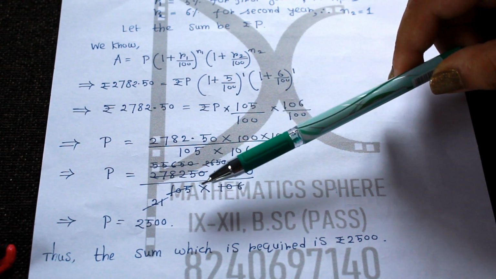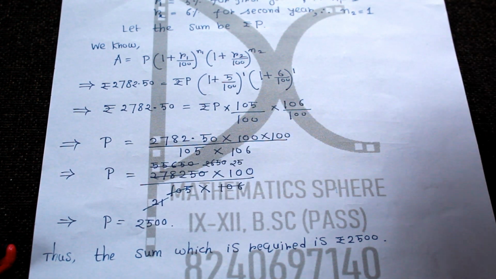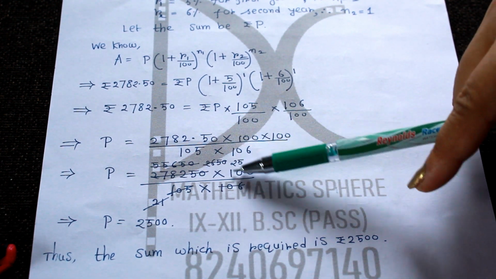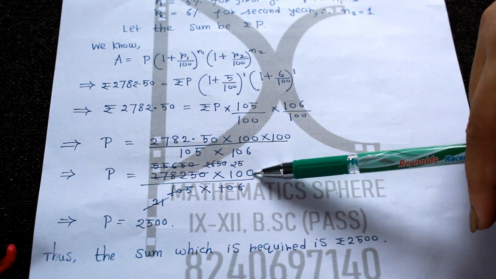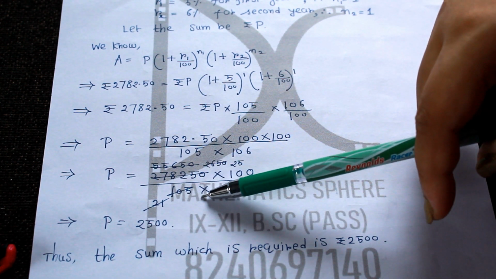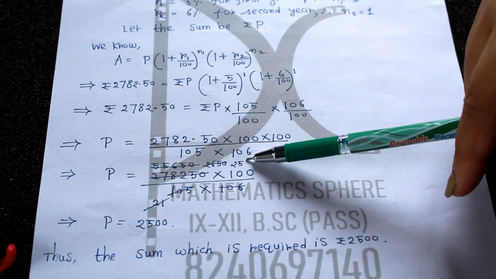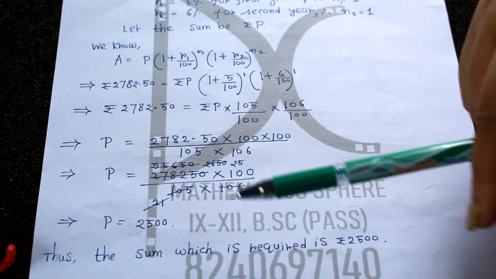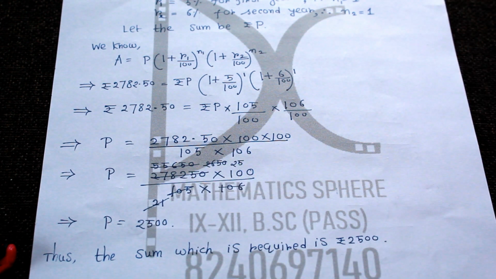One calculation here: 0.50 was there, so 100 will make up this 50. This point will be removed from here and 100 will be remaining. These are mere calculations only. So if you cancel by 5 and then by 21, the whole thing will be cancelled and you will get 25 in the numerator. So 25 into 100, and 105, 106 both get cancelled. 25 into 100 means you are going to get P as 2500.